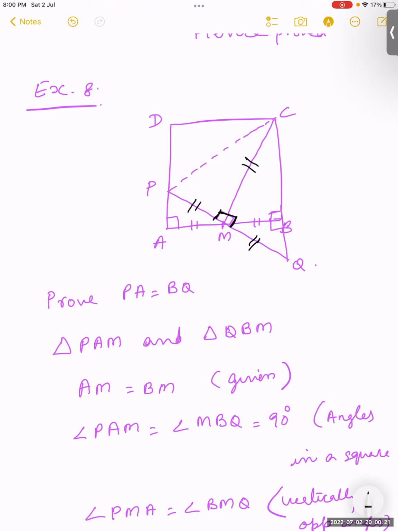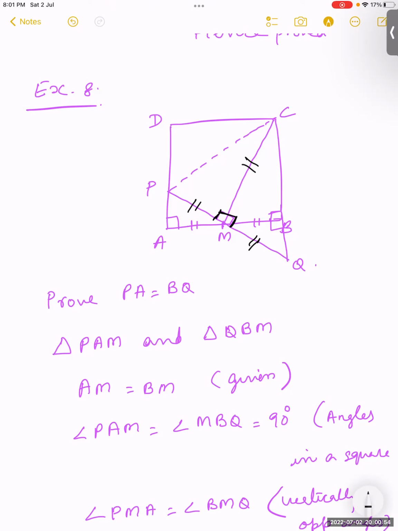So can I establish the congruency between the bigger two triangles? Are you getting me? Yes, ma'am. So three things are already established. One is PM equal to MQ. Second is angle PMC, which is 90 degrees, and similarly CMQ is 90 degrees. Now CM is a common side for both triangles. So because of that, these two triangles are also congruent.